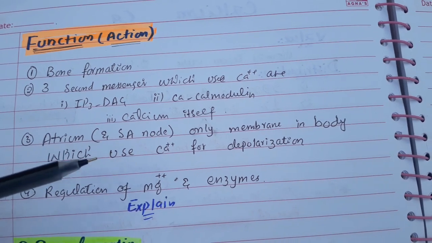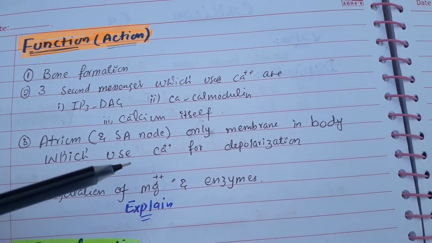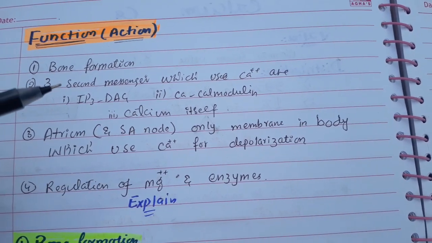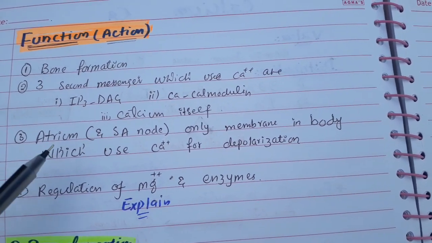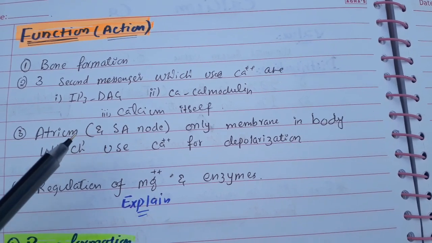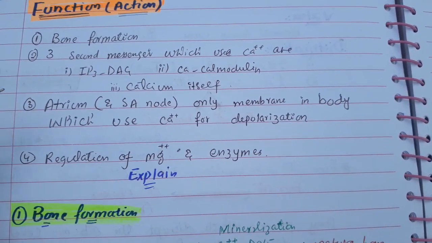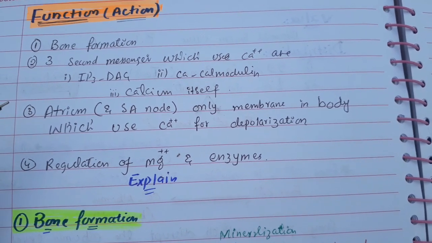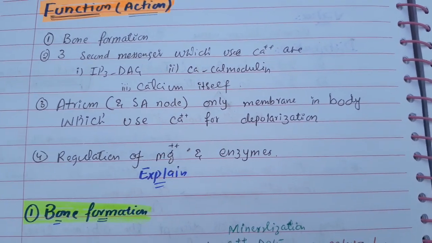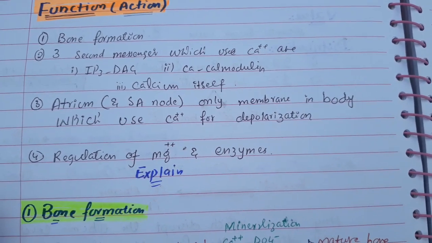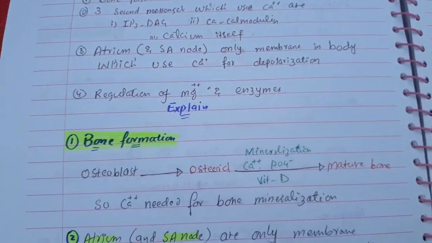Atrium and SA node are the only membranes in the body which use calcium for depolarization. Other cell membranes in the body use sodium for depolarization, but atrium and SA node use calcium. It also helps in regulation of magnesium and enzymes, and calcium also helps in keeping the resting membrane potential of neurons. Okay, now let us explain one by one.